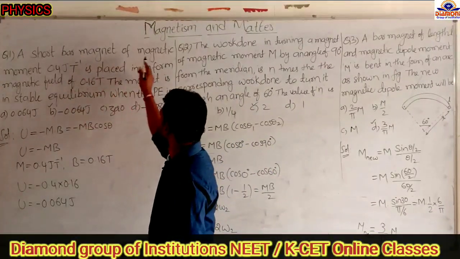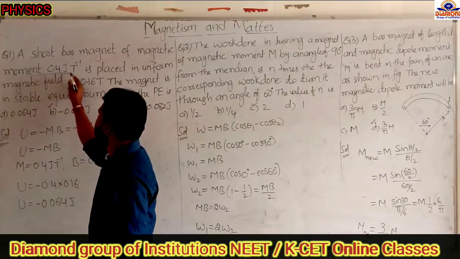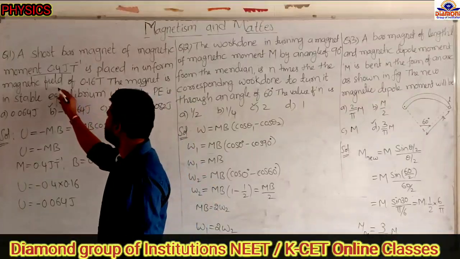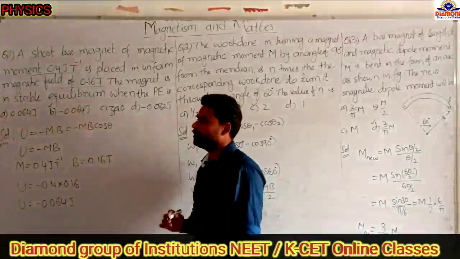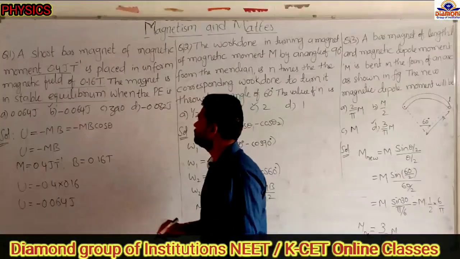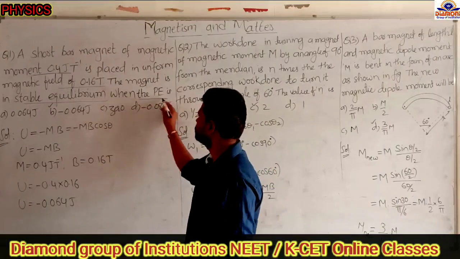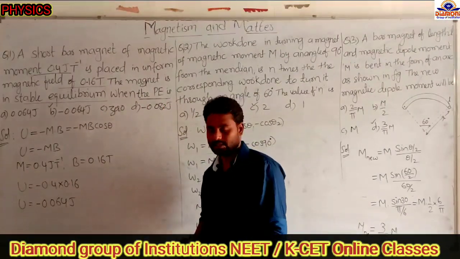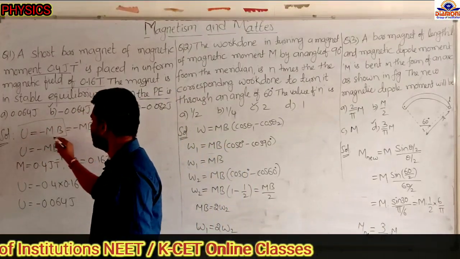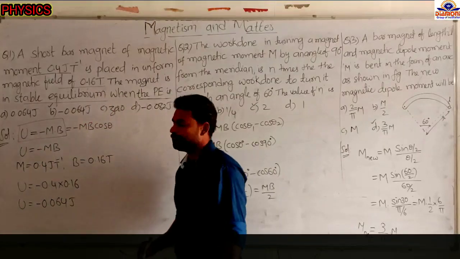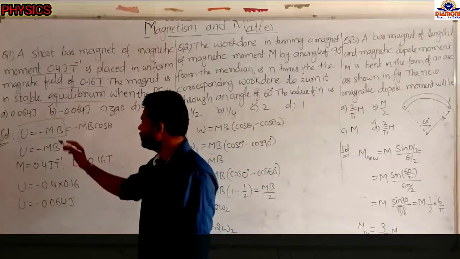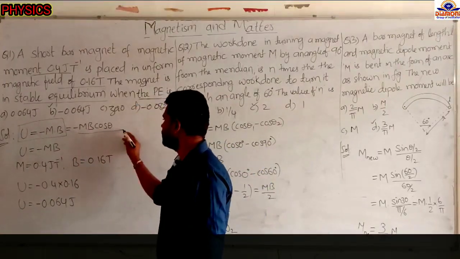A short bar magnet of magnetic moment 0.4 joule per Tesla is placed in a uniform magnetic field of 0.16 Tesla. The magnet is in stable equilibrium. We have to find the potential energy when it is in stable equilibrium. We already know the potential energy formula: U equal to minus m dot b, a dot product, where m is the magnetic moment and b is the magnetic field. Expanded, m dot b is minus mb cos theta.